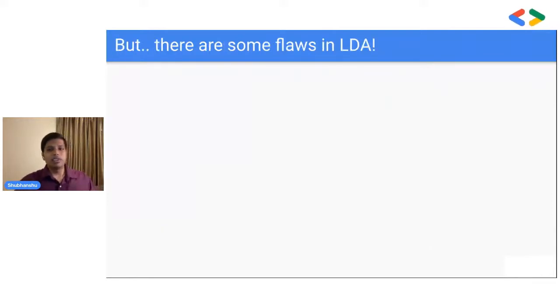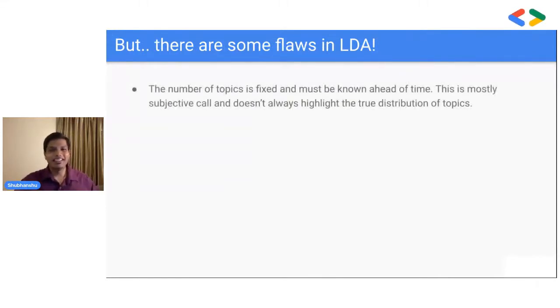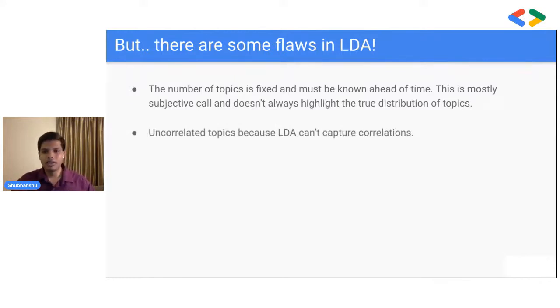But obviously, there are some flaws in LDA, and that's why I'm presenting, right? You have to decide the number of topics you want from the text before training the model. That's quite weird, right? How do you know how many topics will be able to justify all the content present in the text? Then LDA can't capture correlations.